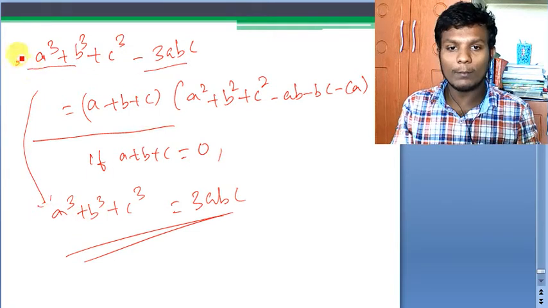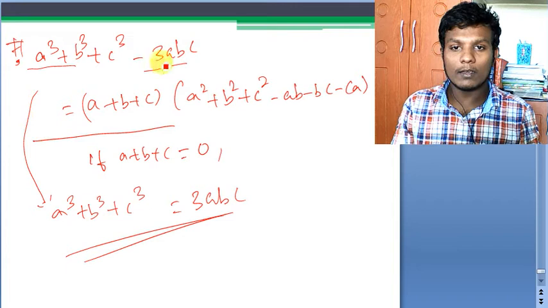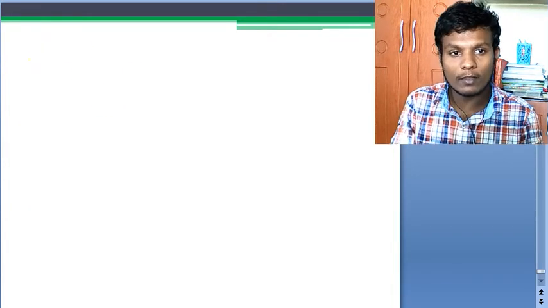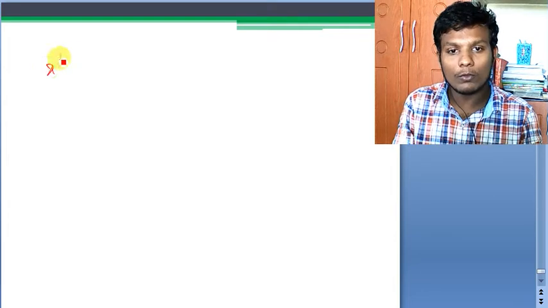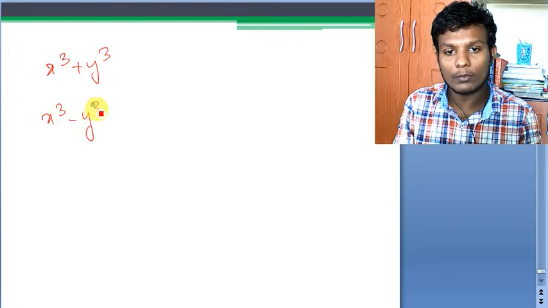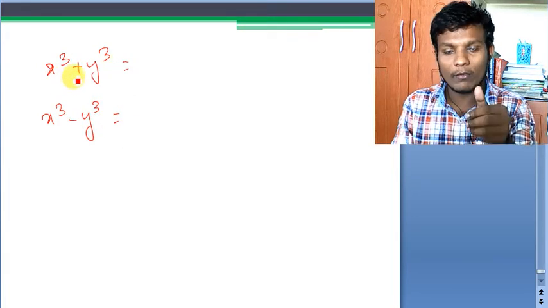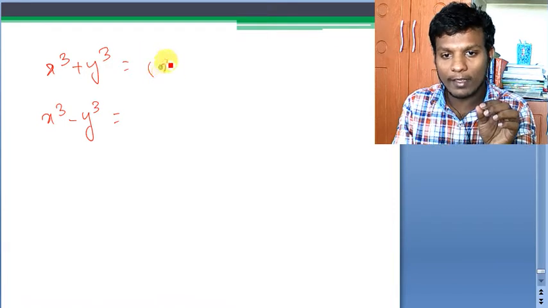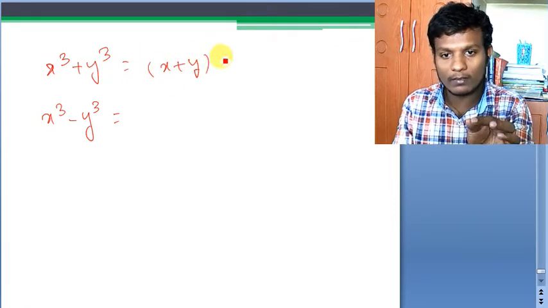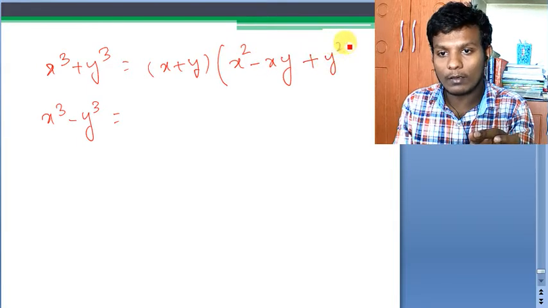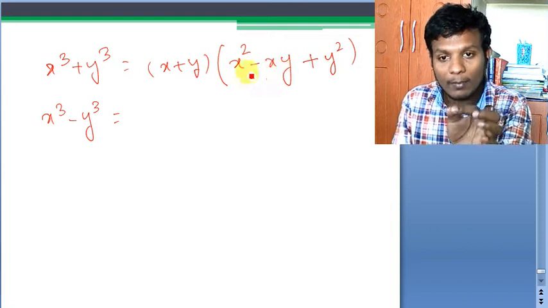This is very important, I can say. Then I have 2 more important identities with me, that is x cube plus y cube and x cube minus y cube. Whenever I say x cube plus y cube, it will be x plus y, with the same sign, into x square minus xy plus y square. So there comes a minus in the middle, just to follow the order.